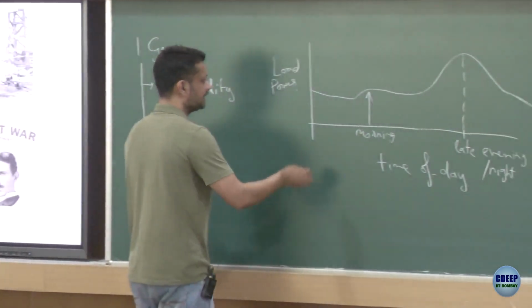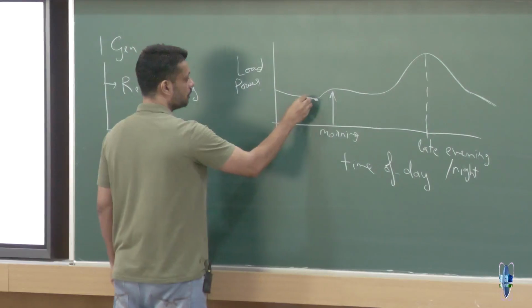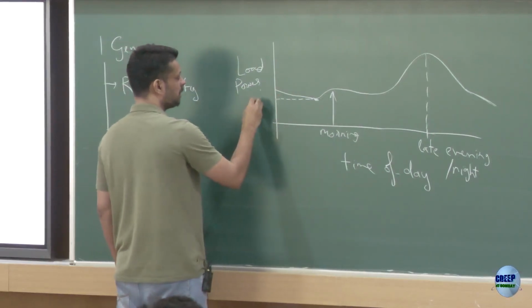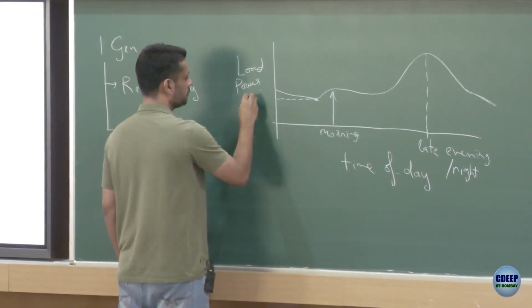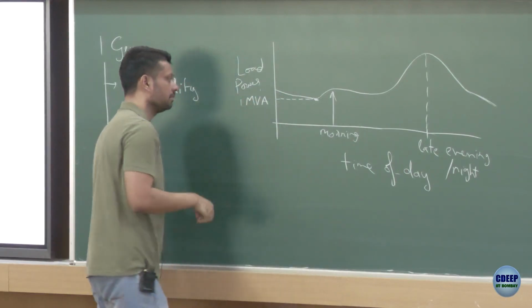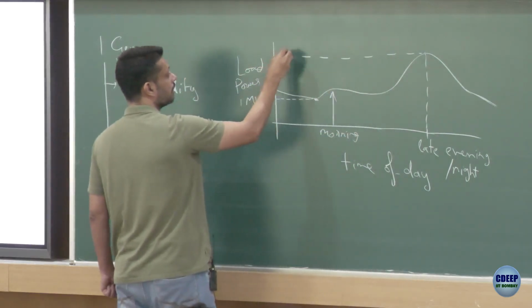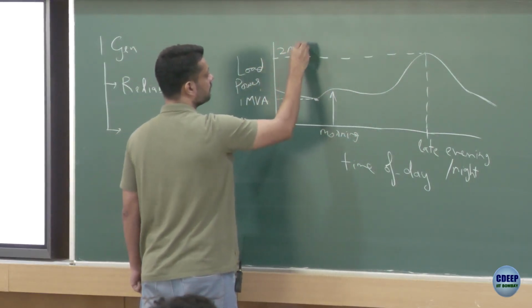Let's just put some number, let's say this is the minimum point and this is about some random number, let's say 1 megawatt or 1 MVA, so to say, right, and this is the maximum point, let's say this appears to be 2 times, 2 MVA.